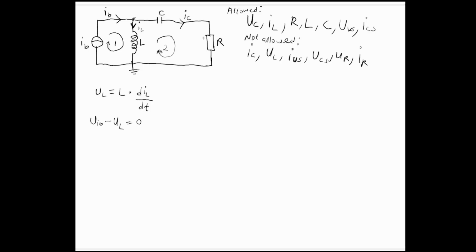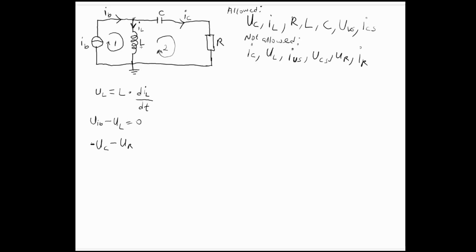Going in the direction of current, let's start from here: minus UC. And why is it a minus? Because in the direction of current, there is a drop in voltage across an energy consuming element. If it's supplying energy, it will be an increase. Otherwise, it's a drop. So minus UC minus UR, that's the voltage across the resistor.